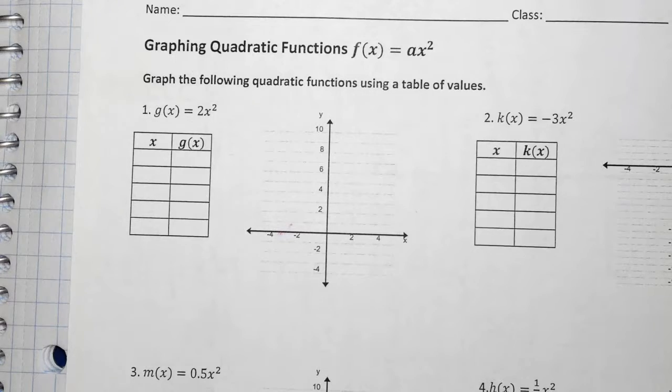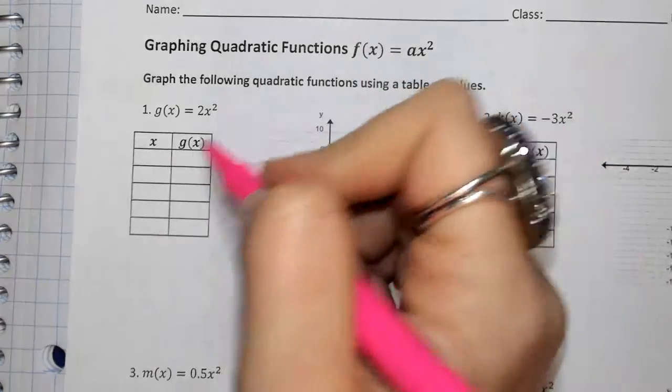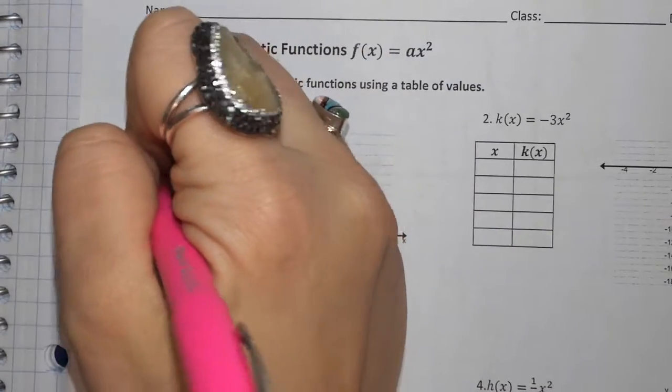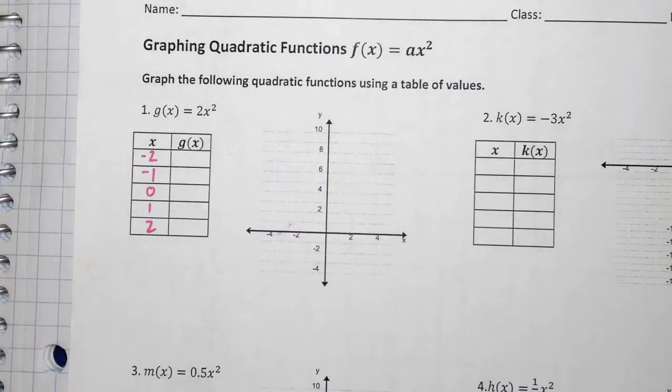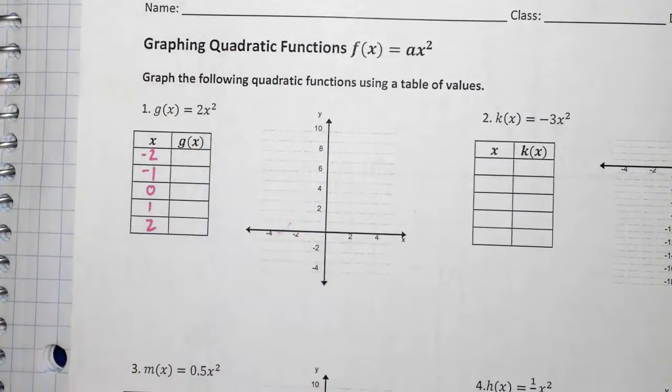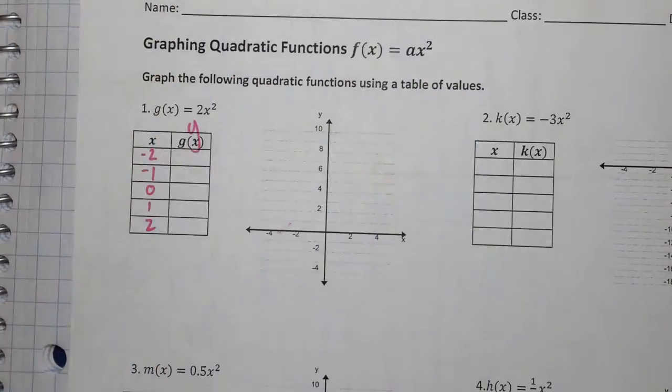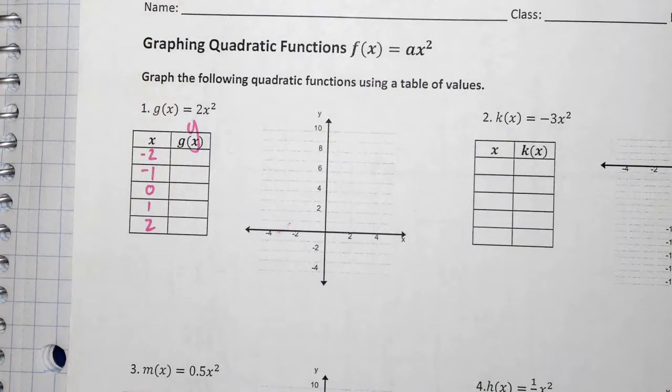Okay, let's look at number 1. Now, this one is multiplying by 2, so we're going to use the same numbers. -2, -1, 0, 1, 2. Plug those in, and then we're going to do g of x together. Remember, g of x is just a fancy way to say y. There's not a back this time. And you shouldn't have any homework if you can get this done.